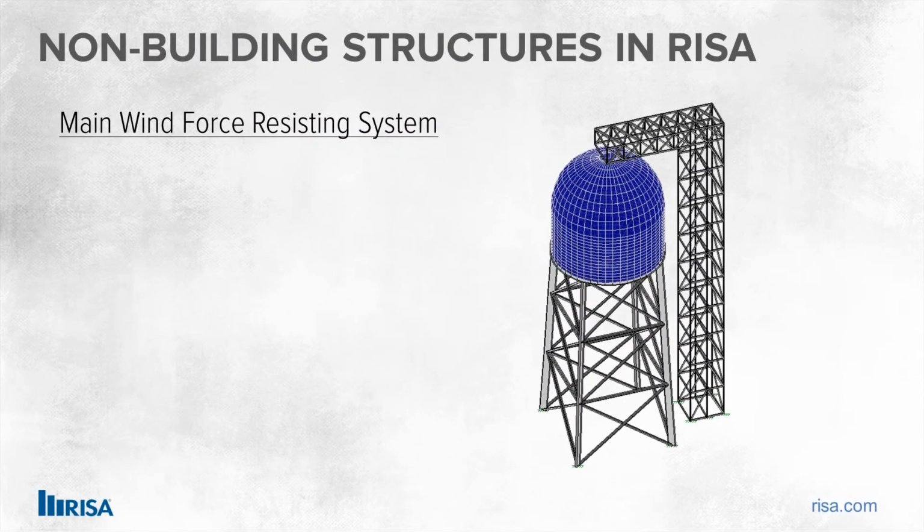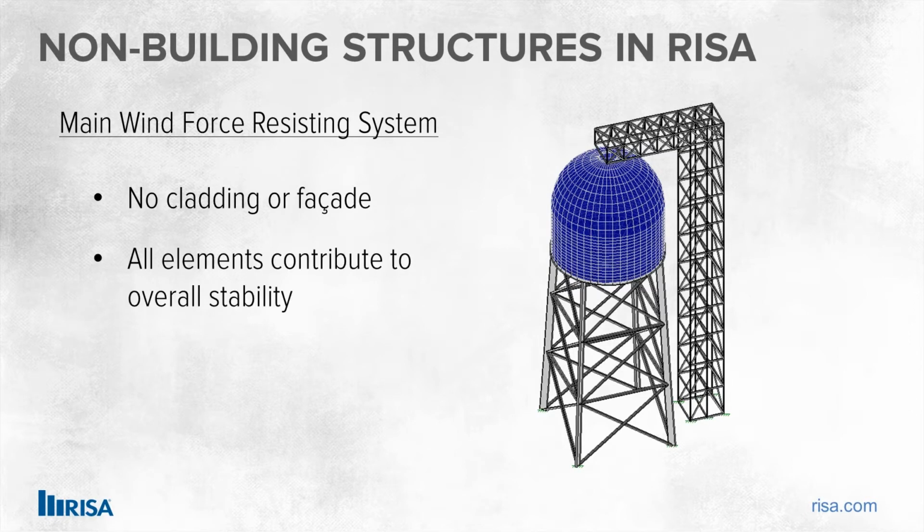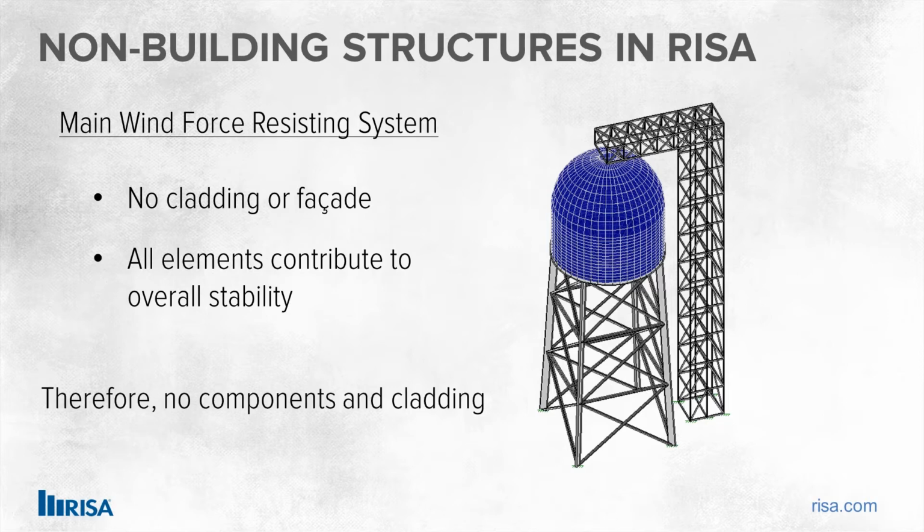For the main wind force resisting system on this structure, we have no cladding or facade whatsoever. We do have the tank wall, but that's made out of steel plates in this case. Basically everything in this non-building structure is somehow contributing to lateral stability. We don't have a lot of extra pieces, and with most non-building structures you're going to be at the bare minimum where everything is serving a purpose, and a lot of times it's a lateral purpose. Therefore, for this particular structure type, there's no components and cladding load that needs to be calculated.